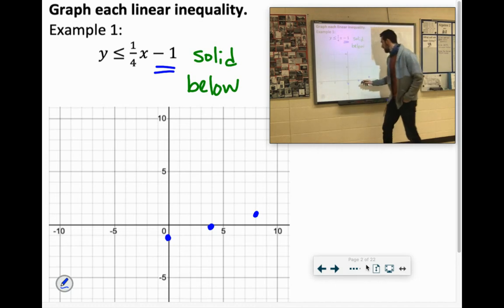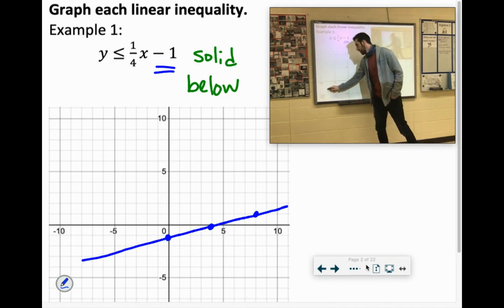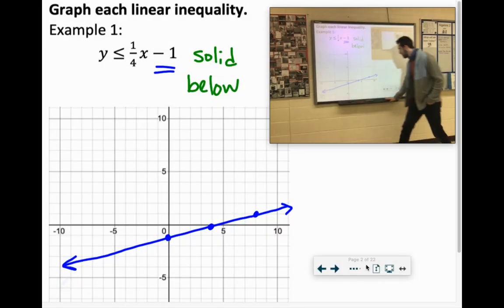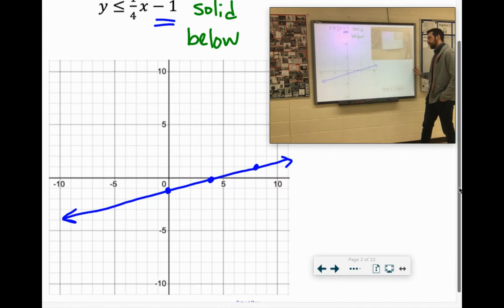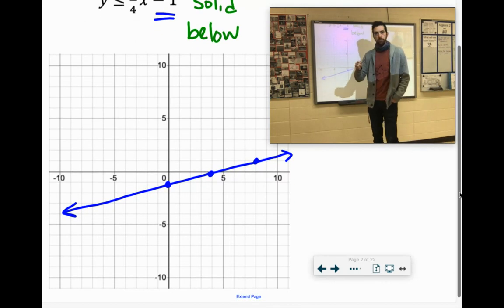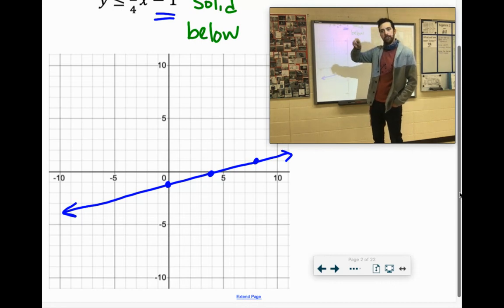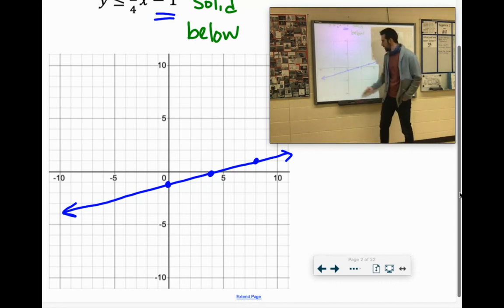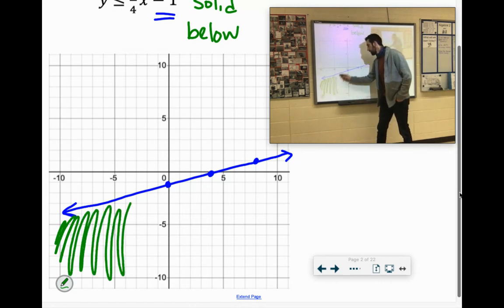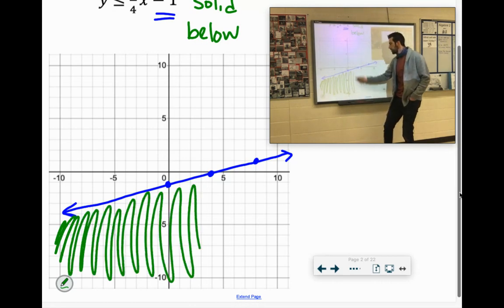So we said solid line. And then we said we were going to shade below because this was less than or equal to. So shading below for me will look a little different on the smartboard. For you with a pencil, just shade real light, all this stuff. So all this stuff would be shaded.